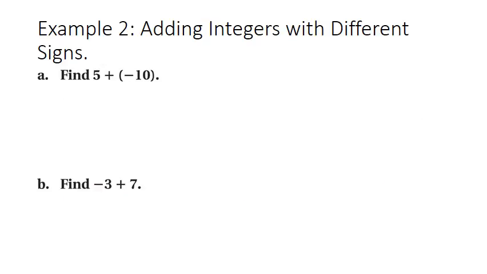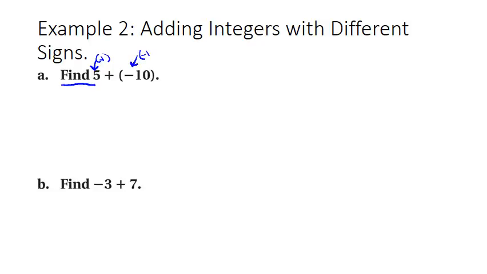Okay, so again, working through this example, we're going to be adding integers with different signs. So we want to find the sum of 5 plus negative 10. So we can see this 5 is a positive number. We can see this 10 is a negative number.